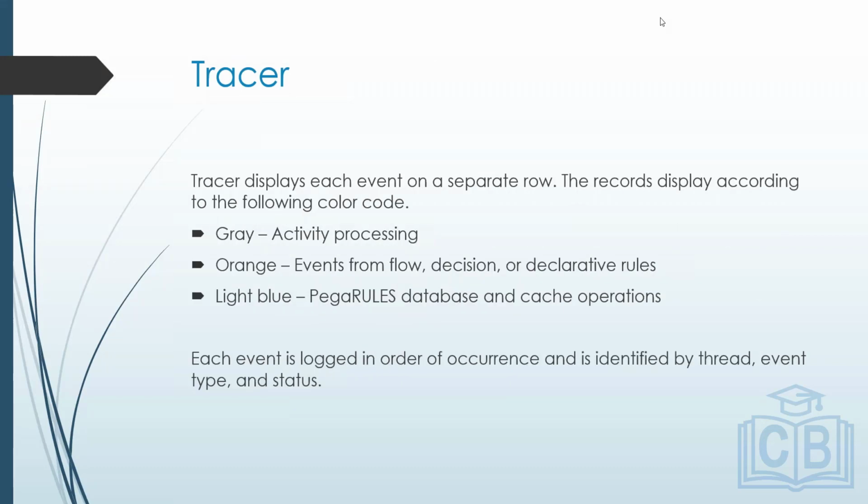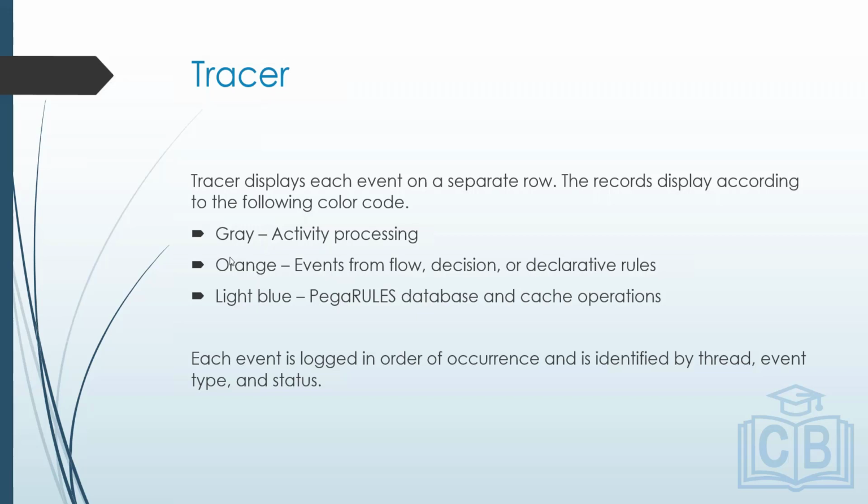And the thing is, you can also see a set of color coding here. If there are gray colored aspects, they are related to activities. If it is orange, they are related to your regular Pega rules, like your data transforms, case types, flows, declarative decision rules, and all. When it is light blue, it represents the DB related operations. The queries or anything related to the DB would be listed out in light blue.